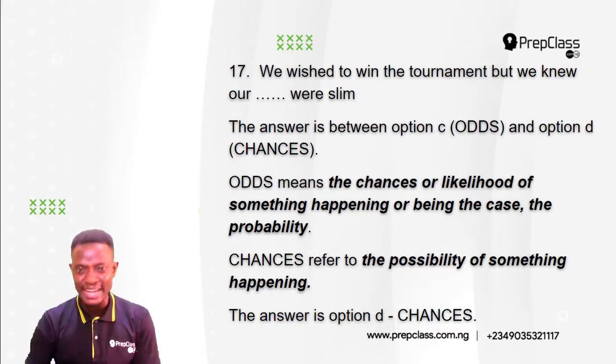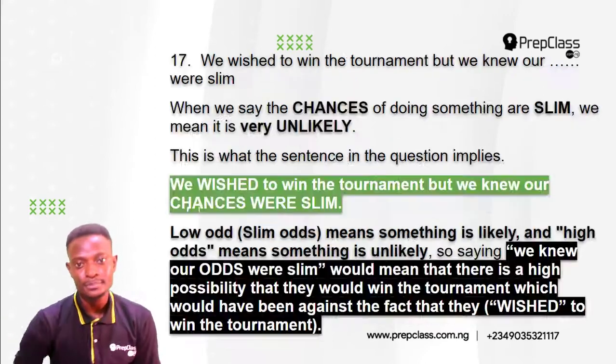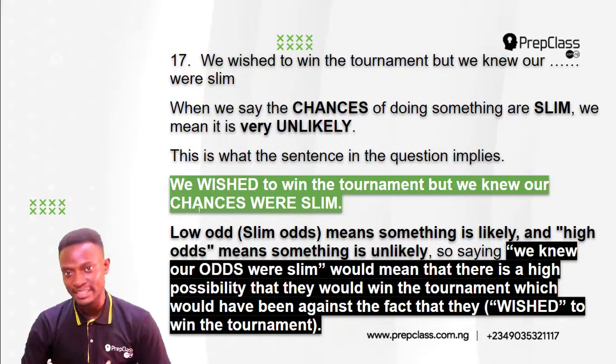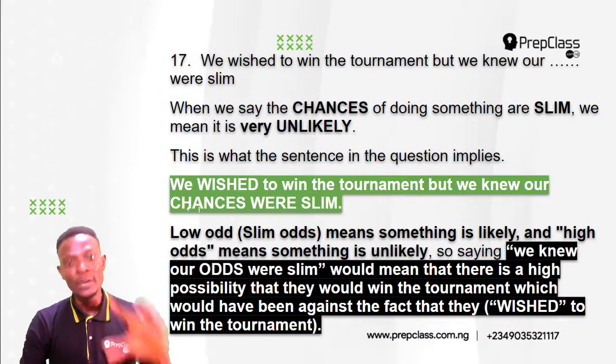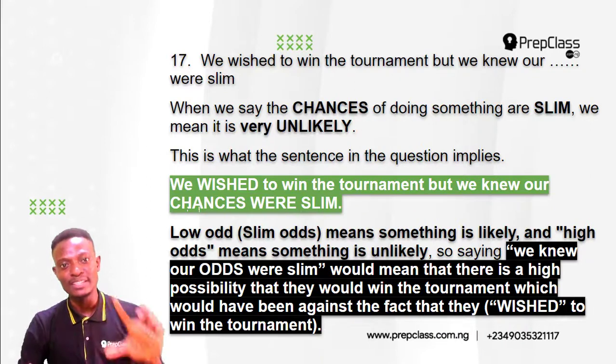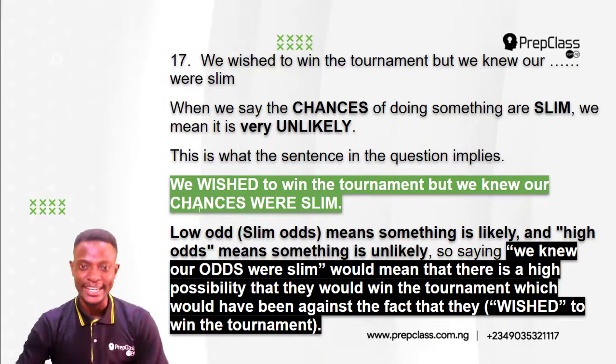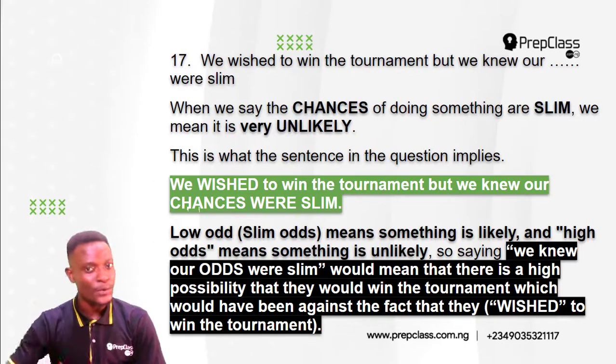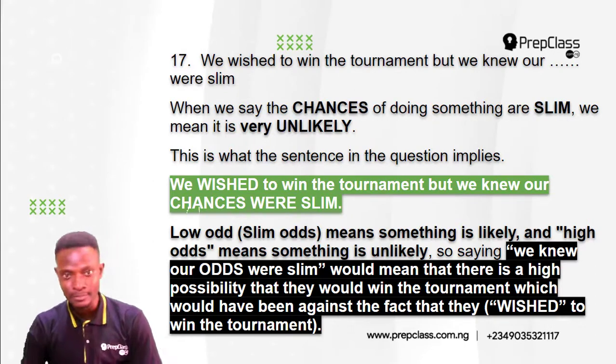Why is chances the answer, not odds? When we say chances of doing something are slim, we mean it is very unlikely. We wished to win the tournament, but we knew our chances were slim. It is very unlikely that we will win the tournament. Despite wishing to win the tournament, it is very unlikely because our chances are slim.